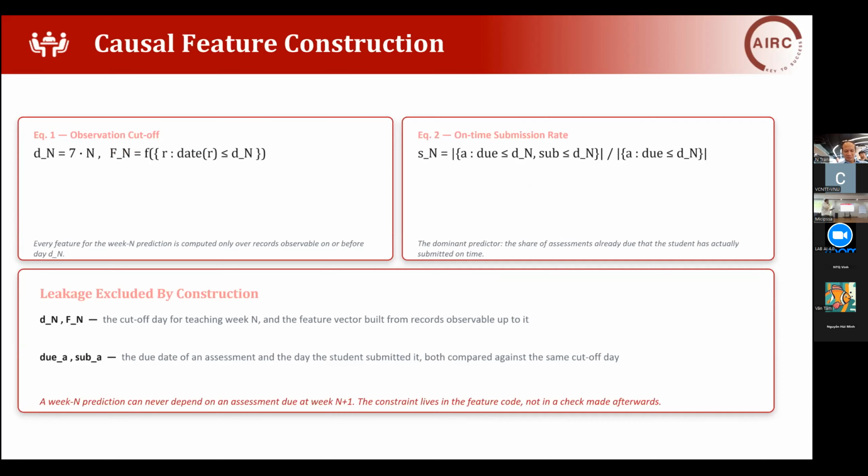For the causal feature construction, this is the most important technical side. The leakage constraint is everything. A prediction made at week n can only use data observable at week n. The cutoff day is simple: 7 times the week number. Any assessment due later, any click logged later is invisible to the model. This is enforced in the feature extraction code itself, not checked after the fact. The dominant feature, which I show after in the graph, is the on-time submission rate, the share of assessments already due that the student has already submitted.